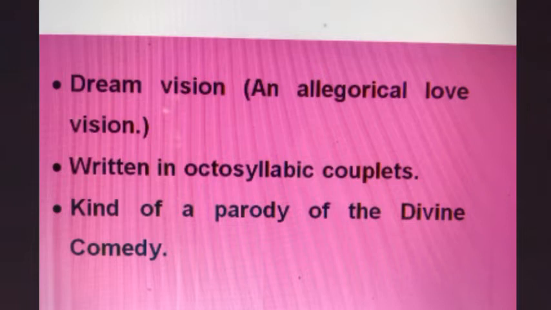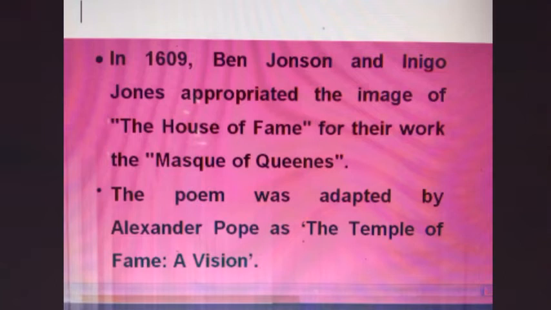And it uses octosyllabic couplets. It is kind of a parody of the Divine Comedy. So Dante's influence is in Dante's work, the Divine Comedy. This poem is a kind of parody of the Divine Comedy.